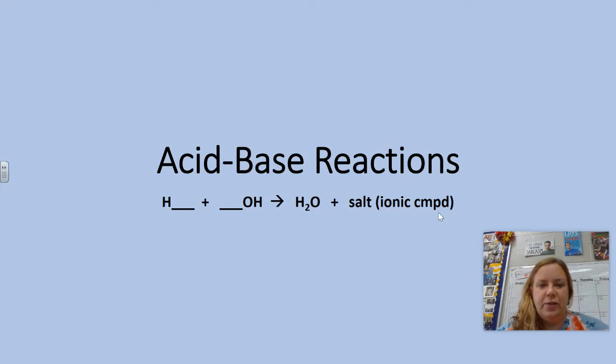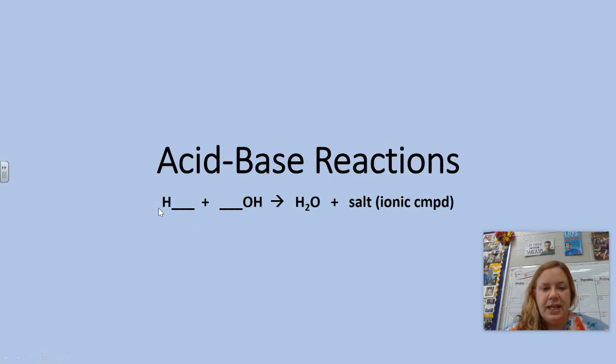Hey friends, I'm going to take you through a couple of examples in figuring out and predicting products for acid-base reactions. First thing, let's take a look at what the acid-base reaction looks like. This is the neutralization reaction, and we'll do more stuff later on with titrations and so forth, but you have to be able to identify it at this point.